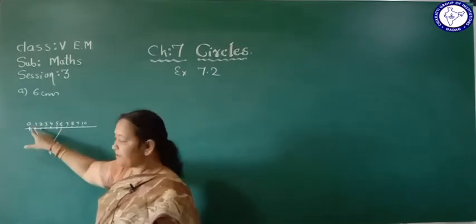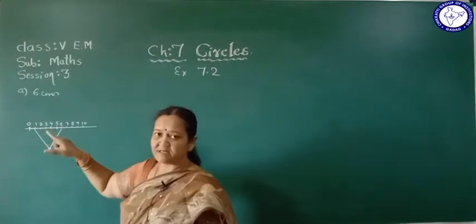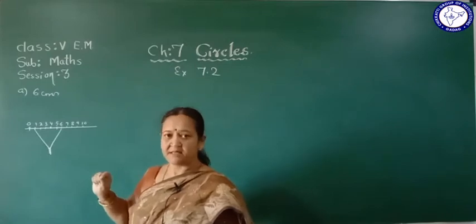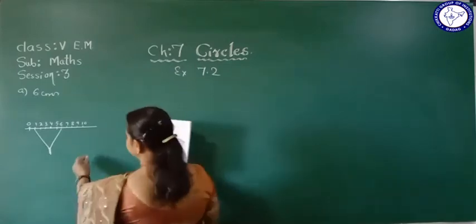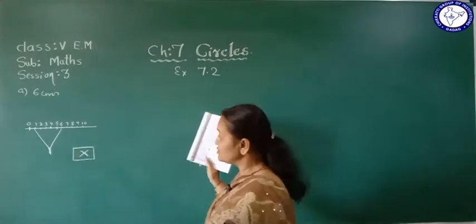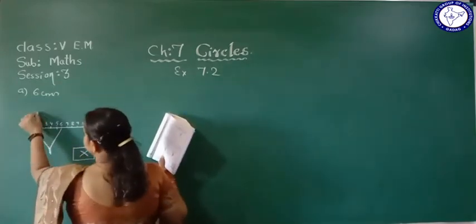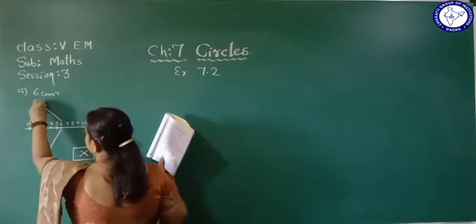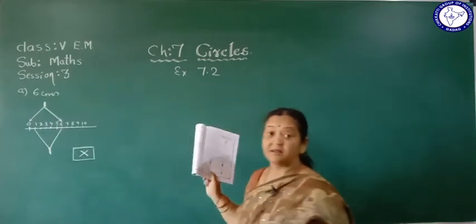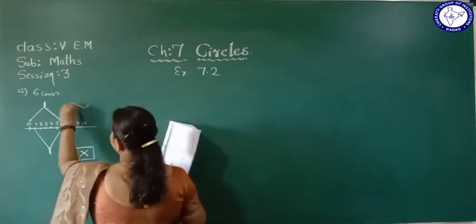From 1 if you keep, from 1 to 2 it is 1 centimeter, 2 to 3 it is 1 centimeter, 3 to 4 it is 1 centimeter. So totally we are getting only 5 centimeter. This understood? So here in the box you should put wrong. Then what you should do? You should measure from here. Your compass you should keep on 0 and till 6, and this is the right way.